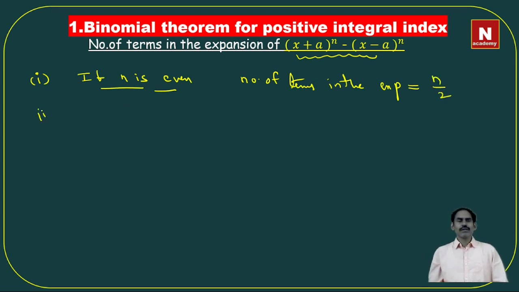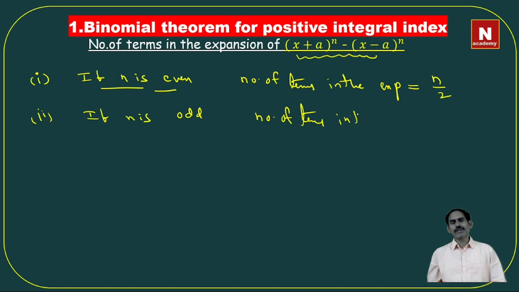Next, case 2: if n is odd, the number of terms in the above expansion, with the same expansion formula, is (n plus 1) by 2.